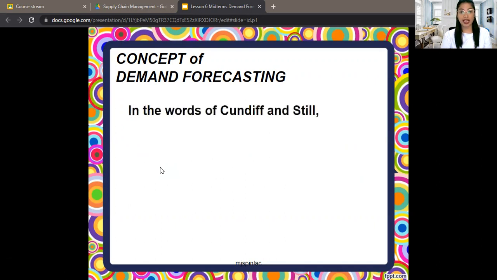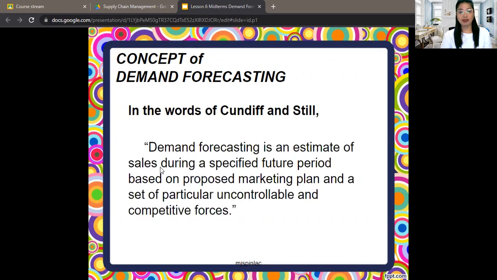In the words of Cundiff and Steele, demand forecasting is an estimate of sales during a specified future period based on a proposed marketing plan and a set of particular uncontrollable and competitive forces.